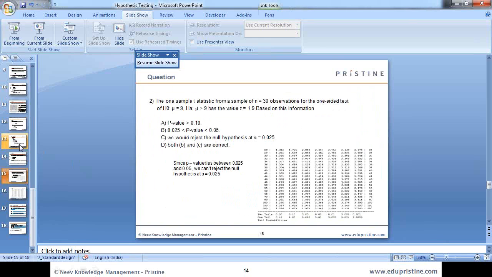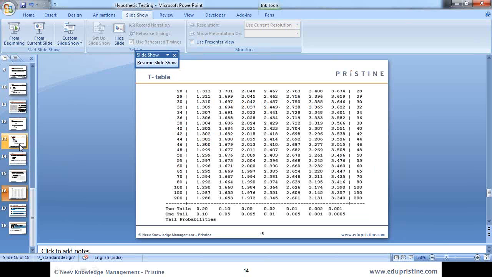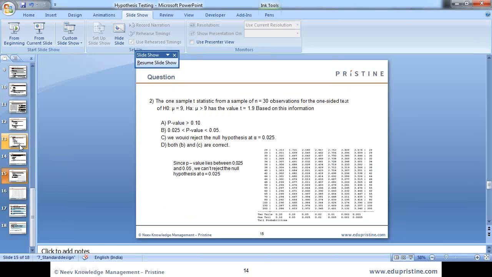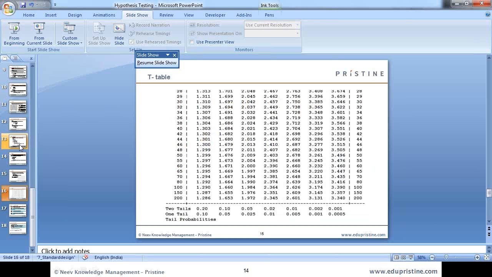Moving forward, we have one question. It deals with a p-value, which I have already explained. In this question, we have been given the test statistic, which is 1.9, and options are given in terms of p-value. So we first have to find out what our p-value is. For this, I have the t-table. Since we are using a t-test, this is the t-table. The sample size is 30, so the degree of freedom would be 29.